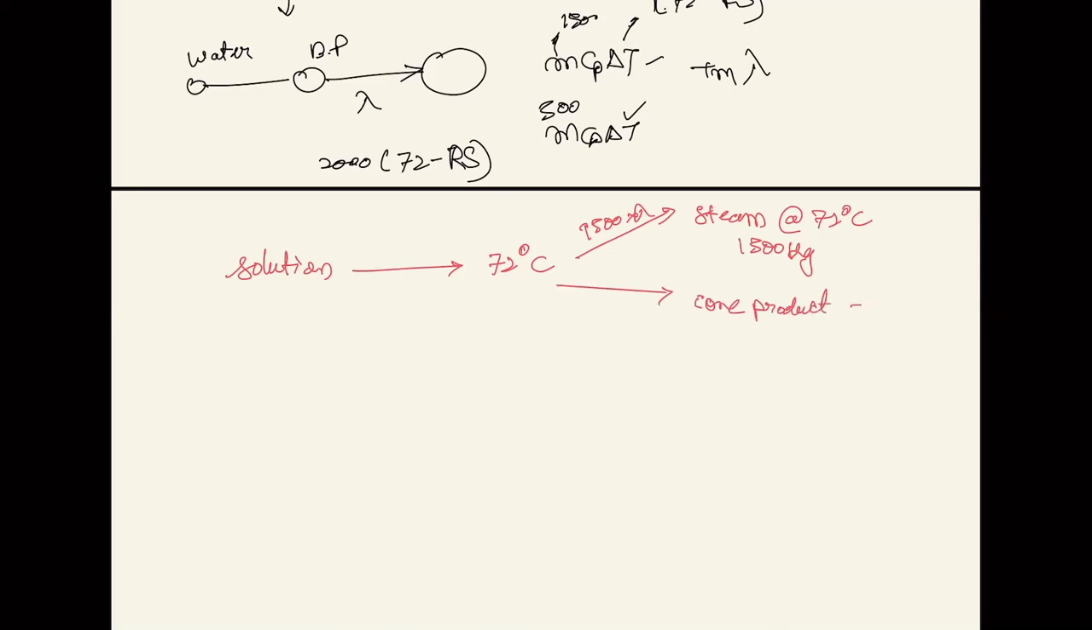Okay, at 72 degrees Celsius. Here there is one assumption which says heat of solution is equal to 0. Okay, heat of solution is 0, that's it. There is just one assumption in it.